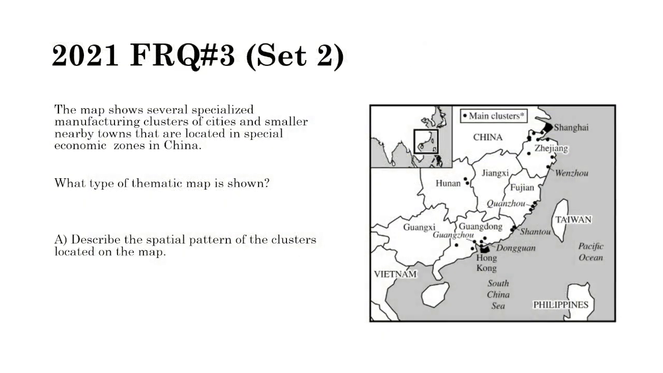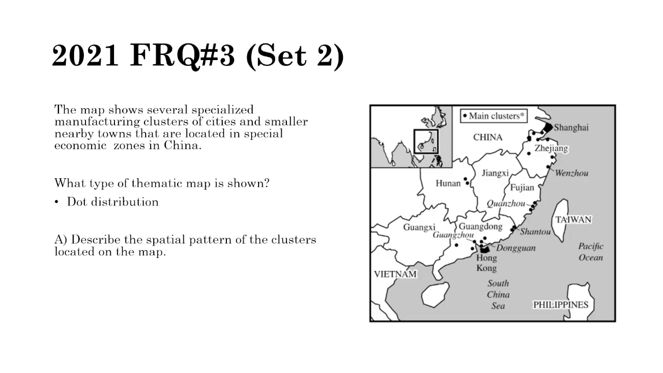All right, so they actually asked about pattern a few years ago on the AP exam in 2021. This is actually from my AP exam. I did this FRQ on my AP exam. It was not fun. Anyways, the map shows several specialized manufacturing clusters known as special economic zones. So it's showing different zones in China. So first off, what type of thematic map is this? This is a dot distribution map because we're using dots to represent the clusters.